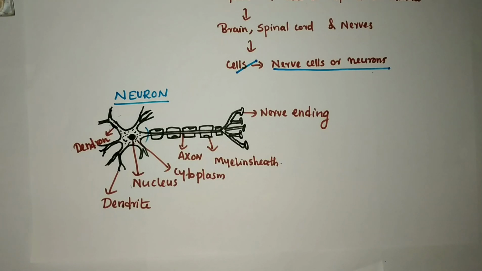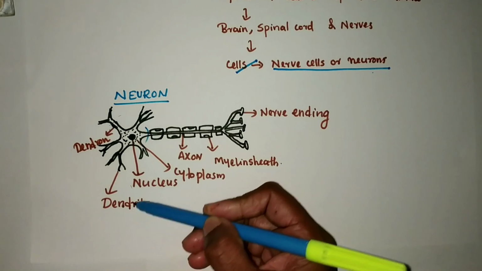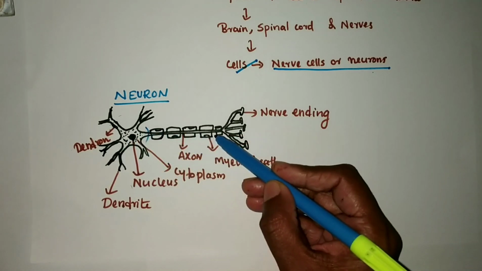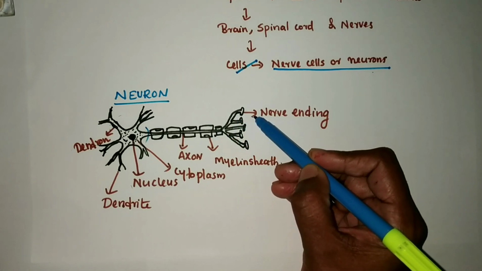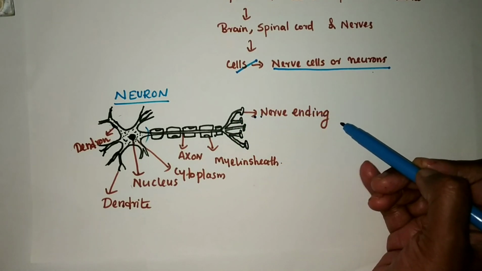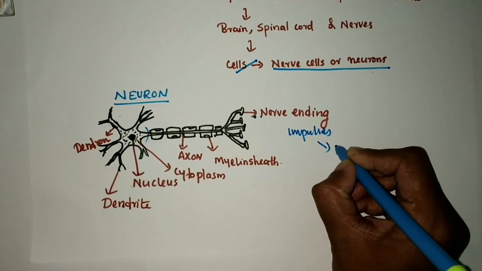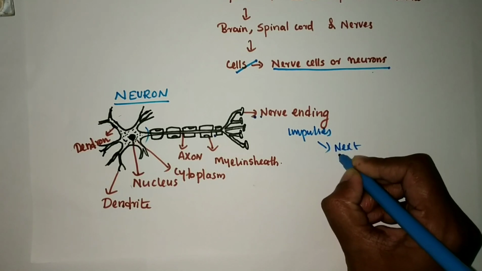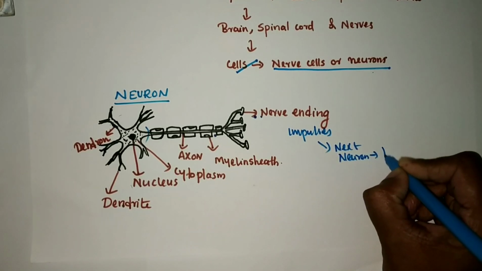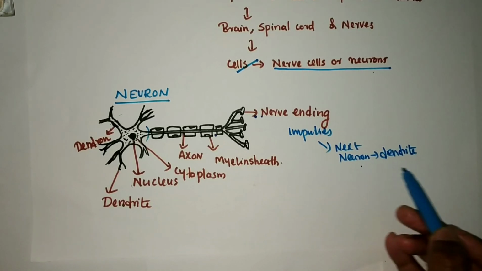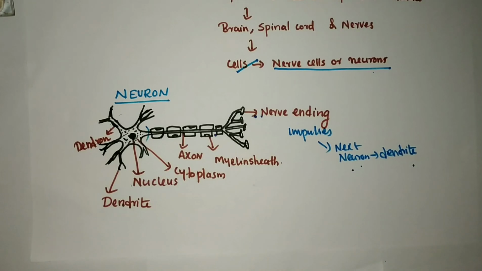The main function of a neuron is passing impulses. Dendrites receive impulses and transfer them to the dendron. It reaches the cytoplasm and passes to the axon, and from there it reaches the nerve ending. The nerve ending again passes impulses to the next neuron. Which portion? The dendrite. It passes impulses to the dendrite of the next neuron. This is all about nervous tissue.